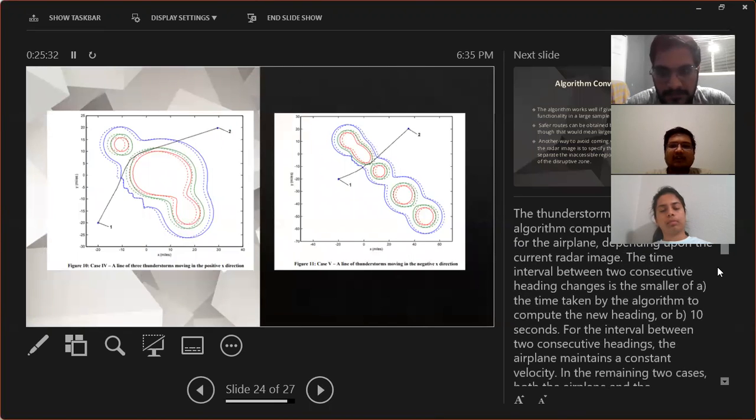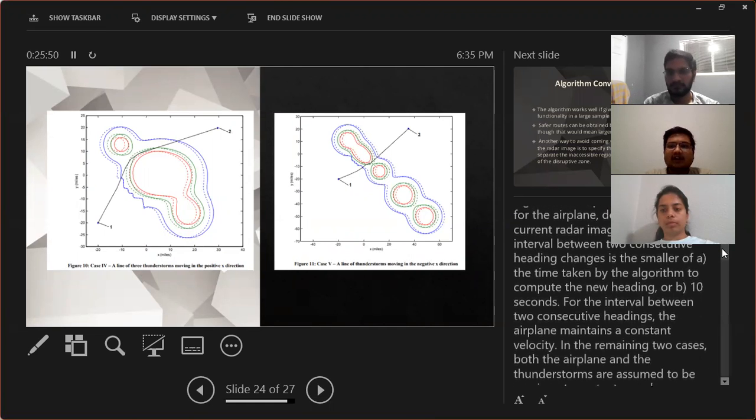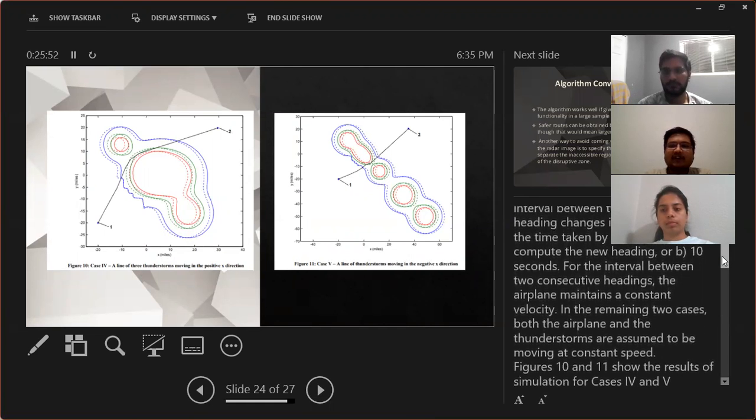The thunderstorm avoidance algorithm computes a new heading for the airplane, depending upon the current radar image. The time interval between two consecutive heading changes is the smaller of A, the time taken by the algorithm to compute the new heading, or B, 10 seconds. So it will be either A or B. For the interval between the two consecutive headings, the airplane maintains a constant velocity.